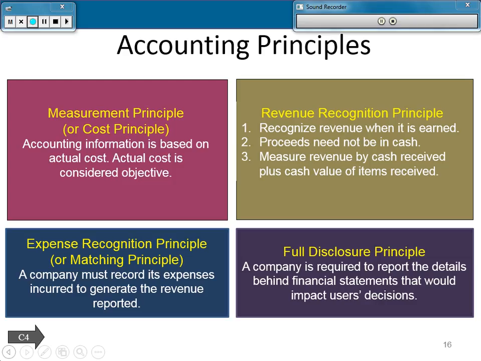Revenue recognition principle: revenue, profit, sales, whatever you call it. When you earn it is when you recognize it, regardless of whether you receive cash for it right then. When you earn it, that's when you put it on the books. Expense recognition, same situation. When the expense happens is when you record it, not when you actually pay for it.